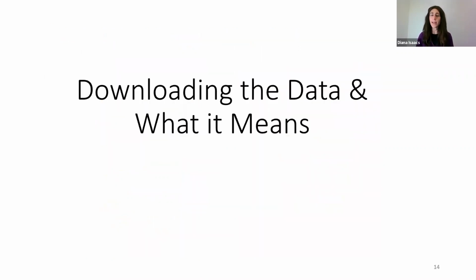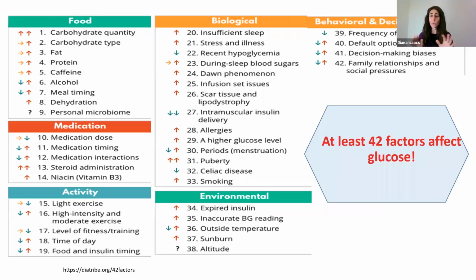Now let's go ahead and talk about what it means. When we download the data and we have all that in front of us, what do we do with it? So this is one of my favorite slides. This comes from Adam Brown from Diatribe, and he talks about how there are at least 42 factors that affect glucose levels. And I love this because it shows you some of these factors are not so predictable. Different people can have different responses.